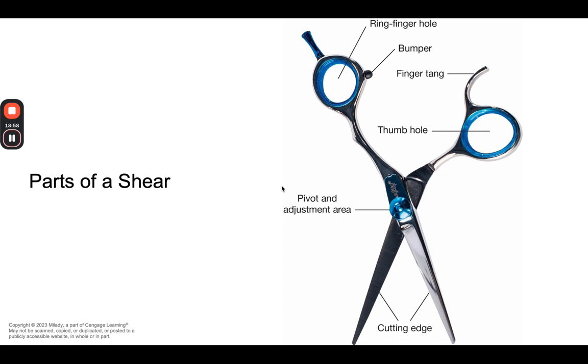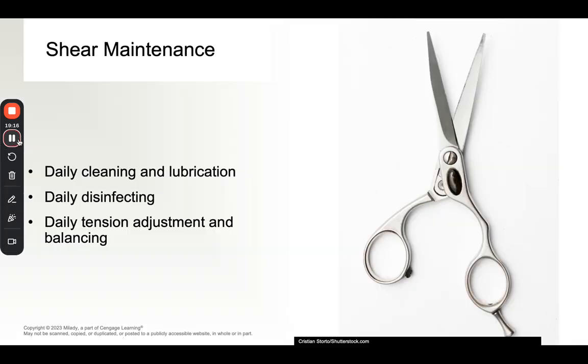Here, this slide breaks down the different parts of a shear. Make sure that you are familiar with the ring hole, what the bumper is, what the finger tang is, what the thumb hole is, what the pivot and adjustment areas are, what the cutting edges are.